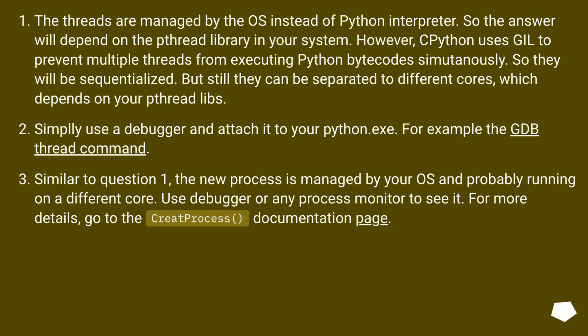Simply use a debugger and attach it to your python.exe, for example, the gdb thread command. Similar to question 1, the new process is managed by your OS and probably running on a different core. Use a debugger or any process monitor to see it. For more details, go to the Create Process documentation page.